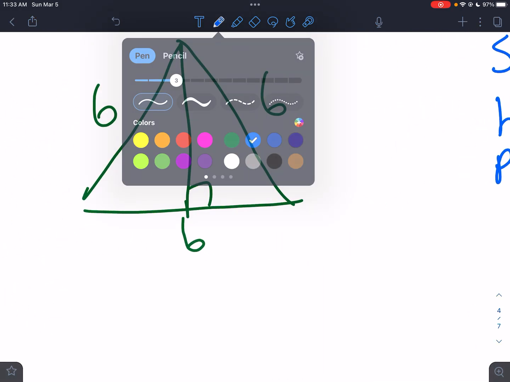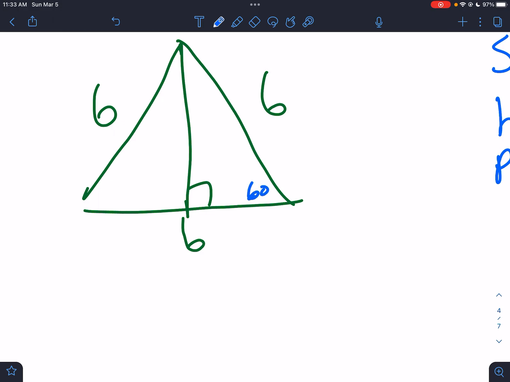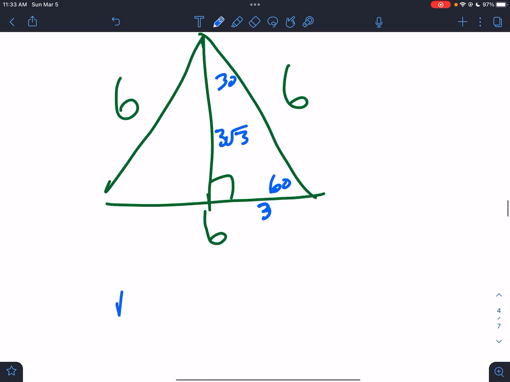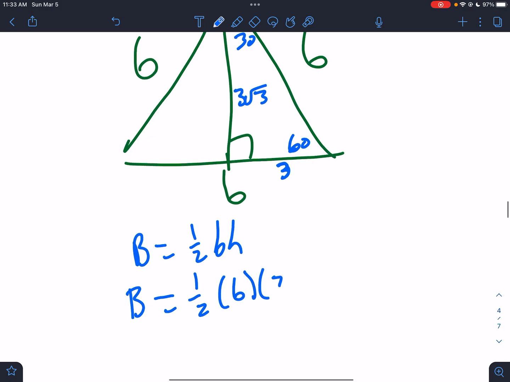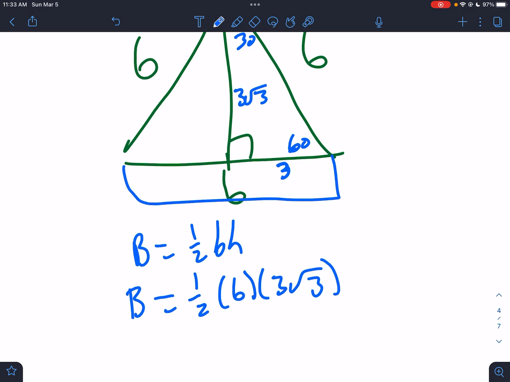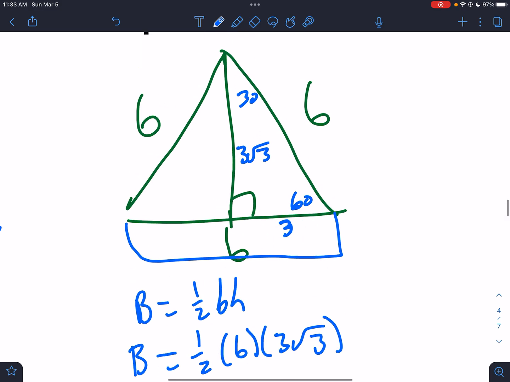So because it's an equilateral triangle, this corner would be 60. This would be 30, 6 divided by 2, this would be 3. And the height would be 3√3. So the area, I'm going to call it capital A, well, really it's capital B on these. Sorry about that. It's the area of the base. The area of the base is 1/2 base times height. So the area of the base is 1/2 times 6 times 3√3. 6 is the base of the entire thing, and 3√3 is the height.